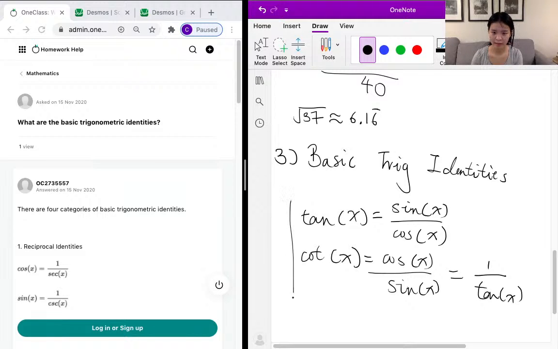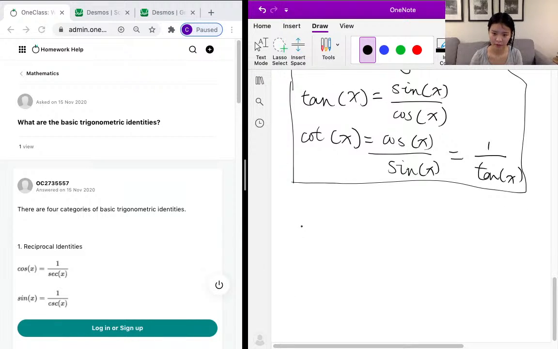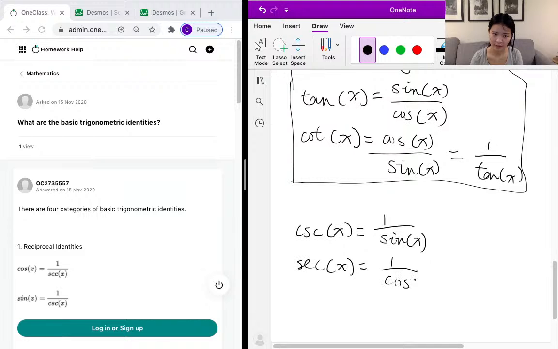There are also other trig identities. For example, we have the trig identity of cosecant of x and secant of x. So cosecant of x is equal to 1 over sine of x, and the secant of x is equal to 1 over the cosine of x. These are another kind of trig identities that are quite common.